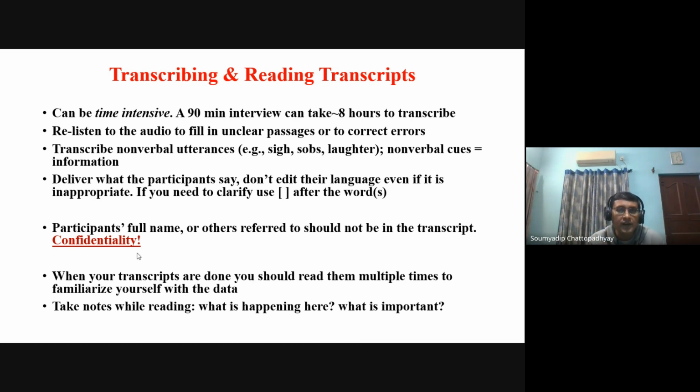If you need to clarify, then use the third brackets, because that will be easier for the reader to appreciate your trustworthiness in the particular process. And also, as I was mentioning, anonymity: participants' full names and others referred to should not be transcribed. That means you should be very careful about maintaining confidentiality.